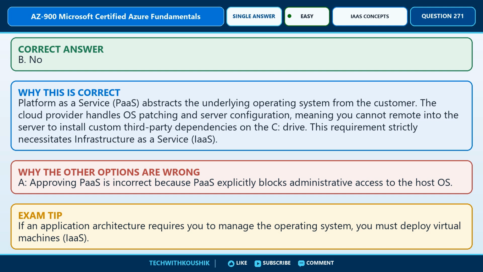A. Approving PaaS is incorrect because PaaS explicitly blocks administrative access to the host OS. The main takeaway is if an application architecture requires you to manage the operating system, you must deploy virtual machines, IaaS.